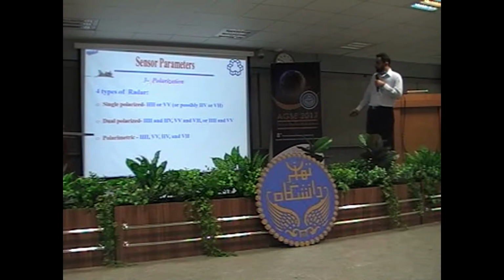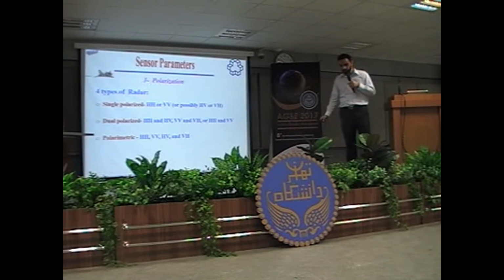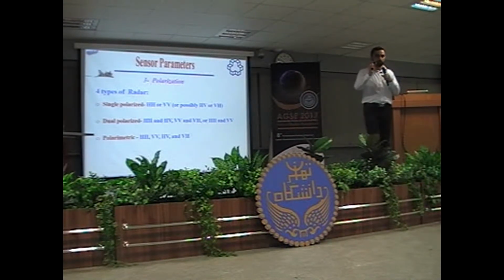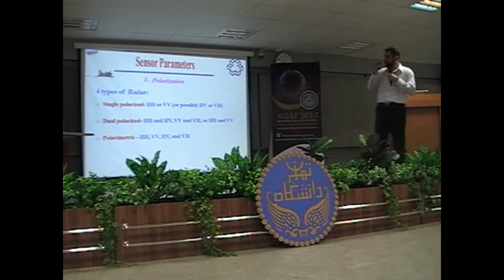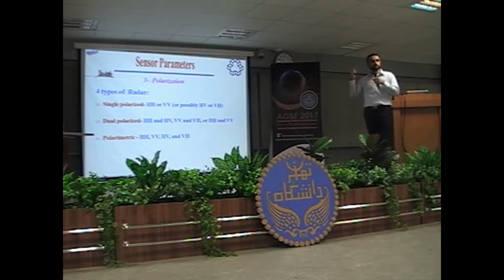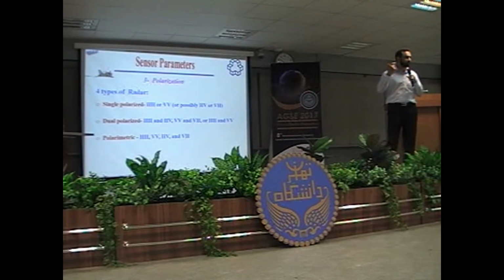Basically there are three types of radar here. Single polarized radars can only collect one of the polarizations, HH or VV. For example, the RADARSAT-1 satellite was a single channel satellite working in VV. Dual polarized can collect two of them: HH and HV, or VV and VH, or HH and VV. So this is called dual polarized.